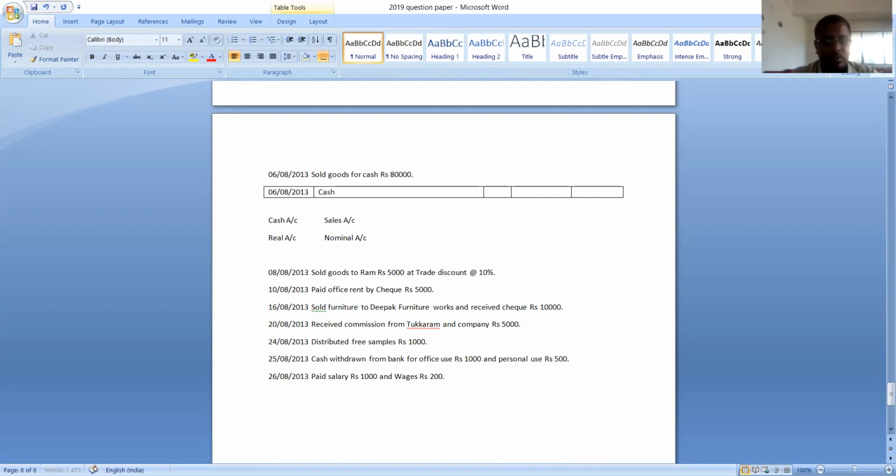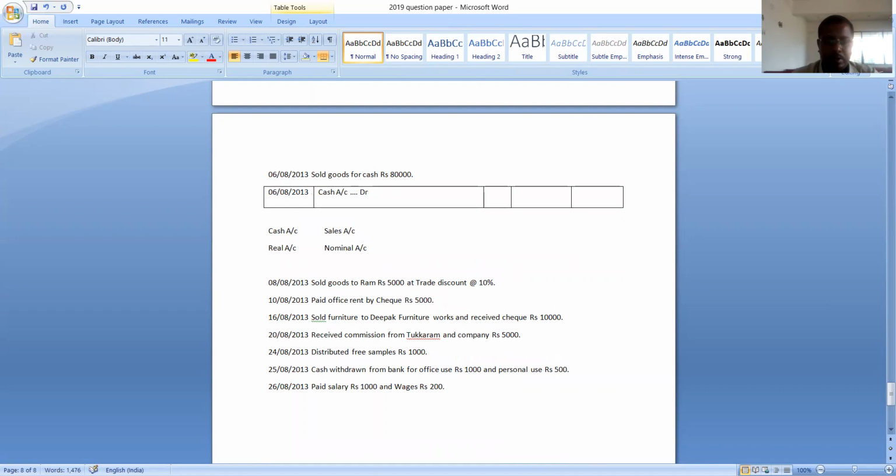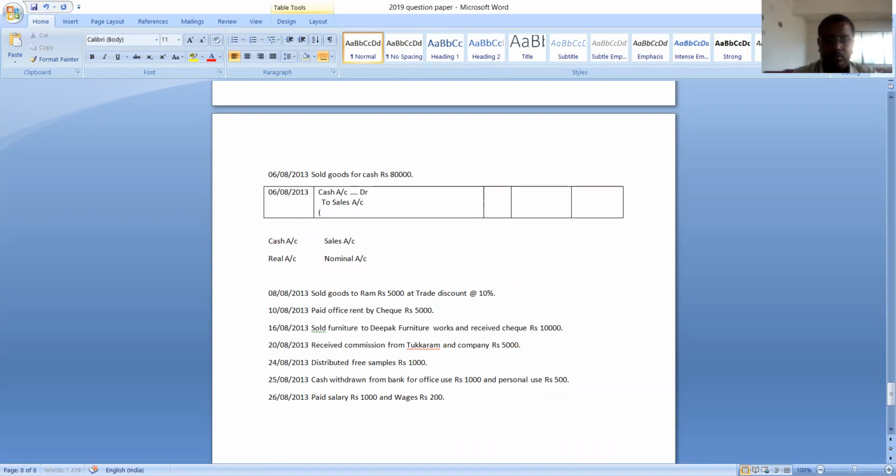Here cash is coming into the business. So which account should be debited? Cash account should be debited. Which account should be credited? Sales account should be credited. Okay, what is the narration? Narration is being goods sold for cash.